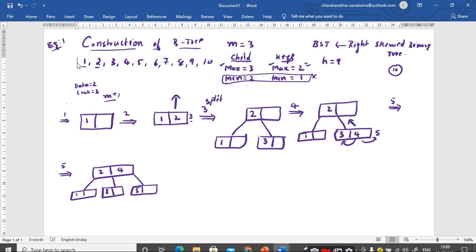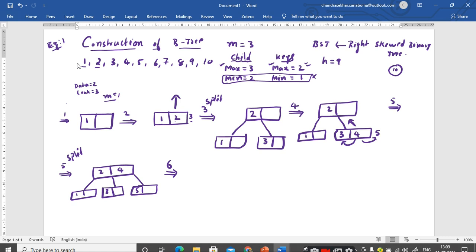Every time you do this, you should check it. 2's left part is 1, okay, satisfied. 2's right part is 3, okay, satisfied. 4's left part is 3, which is less than 4, so it satisfies the BST property. Similarly, 4's right child is 5, so it satisfies the right child property. Is it clear up to this point? Yes, sir. Now what is the next element?